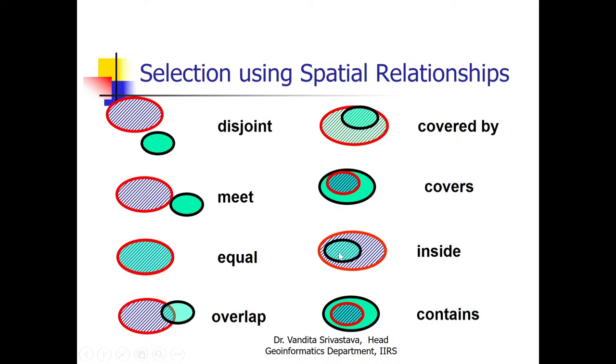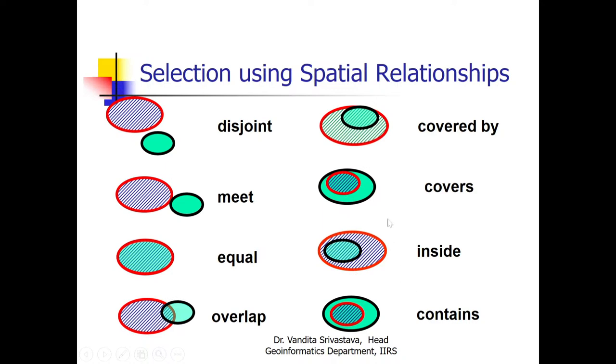So similarly, A is inside B, B contains A. Now please notice the difference between contains and covers. Here B contains A, here B covers A. So when it just covers, it touches and covers, then it is covers. If A is completely inside B, then it is called B contains A, right? So that difference you can note down.